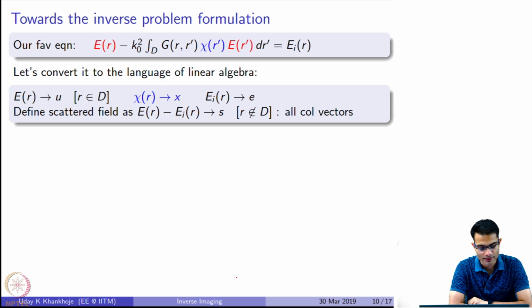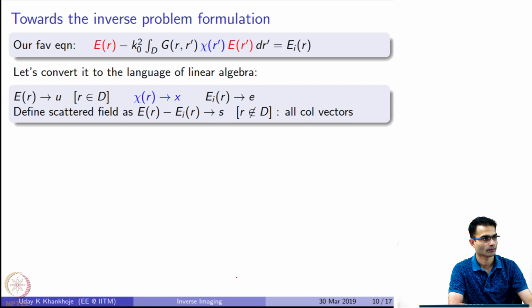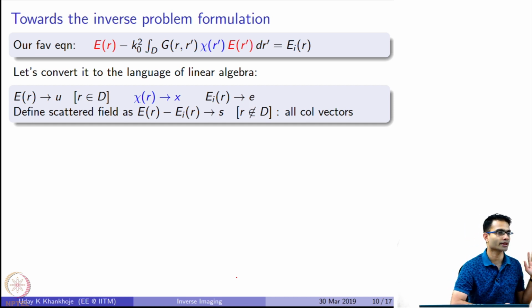What is given to me is the scattered field, right. Now, this domain was capital D. Do I know the scattered field inside the domain or outside the domain? Outside the domain, obviously, because it is a non-invasive method. I cannot go inside the domain and measure the field. So, I have this electric field that is measured only outside the domain.